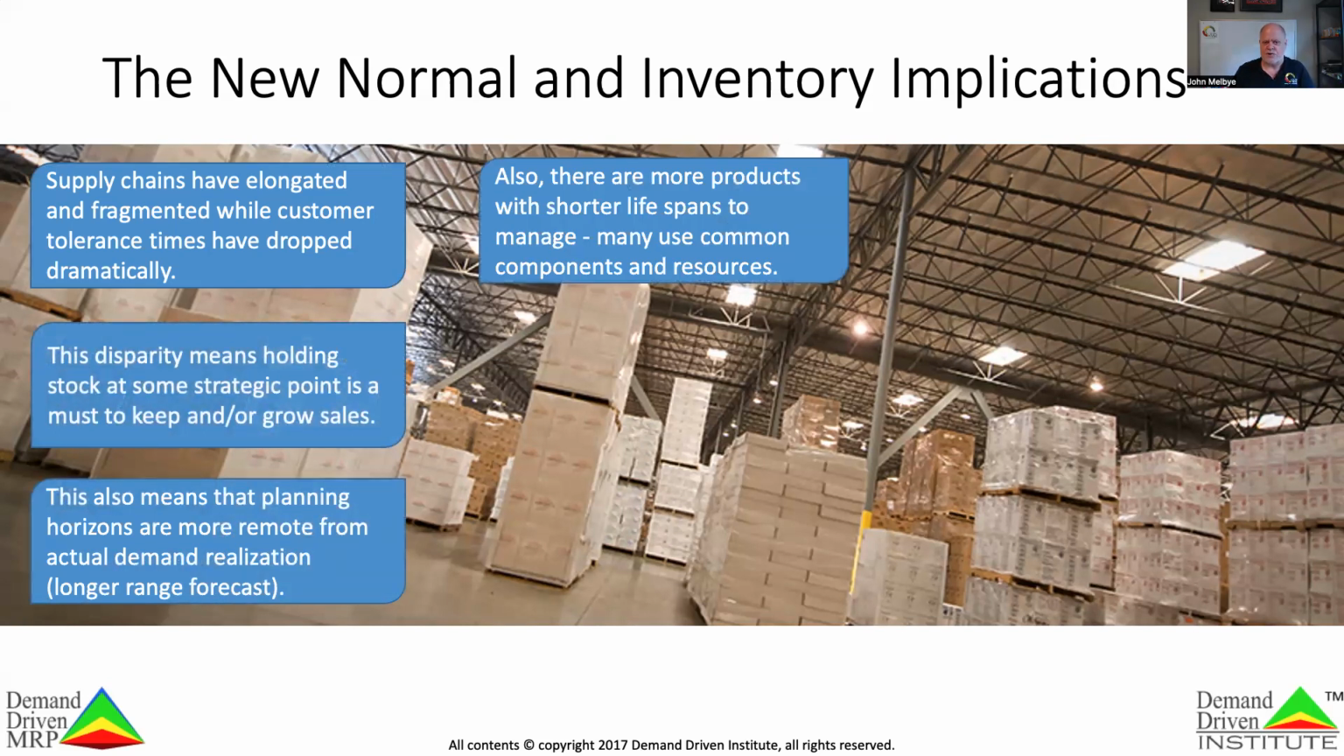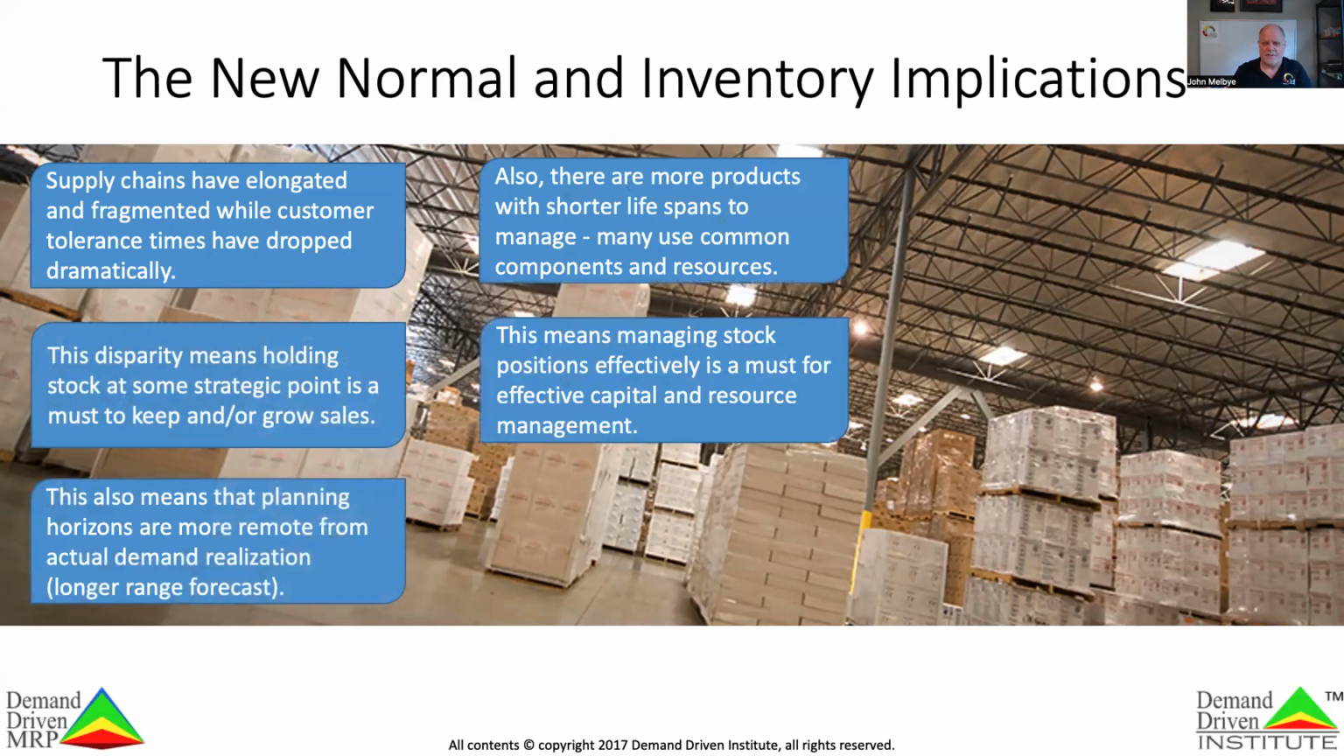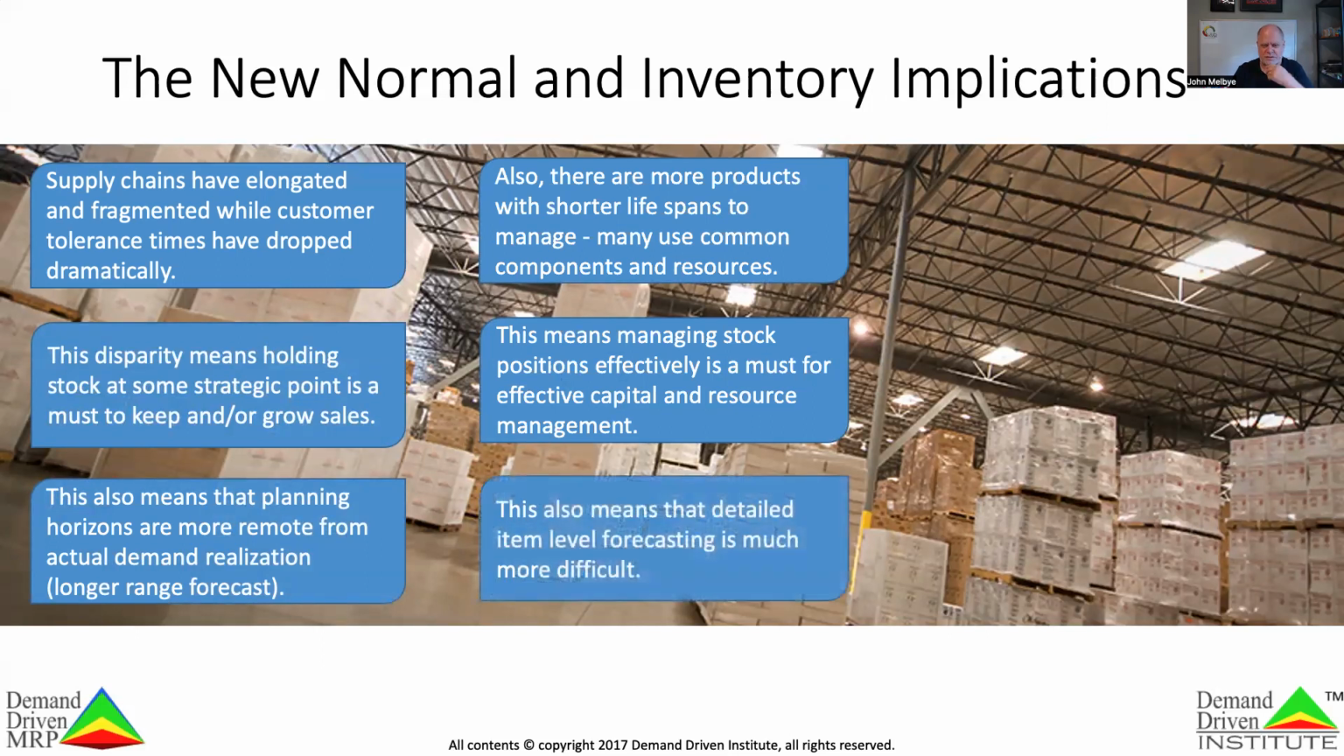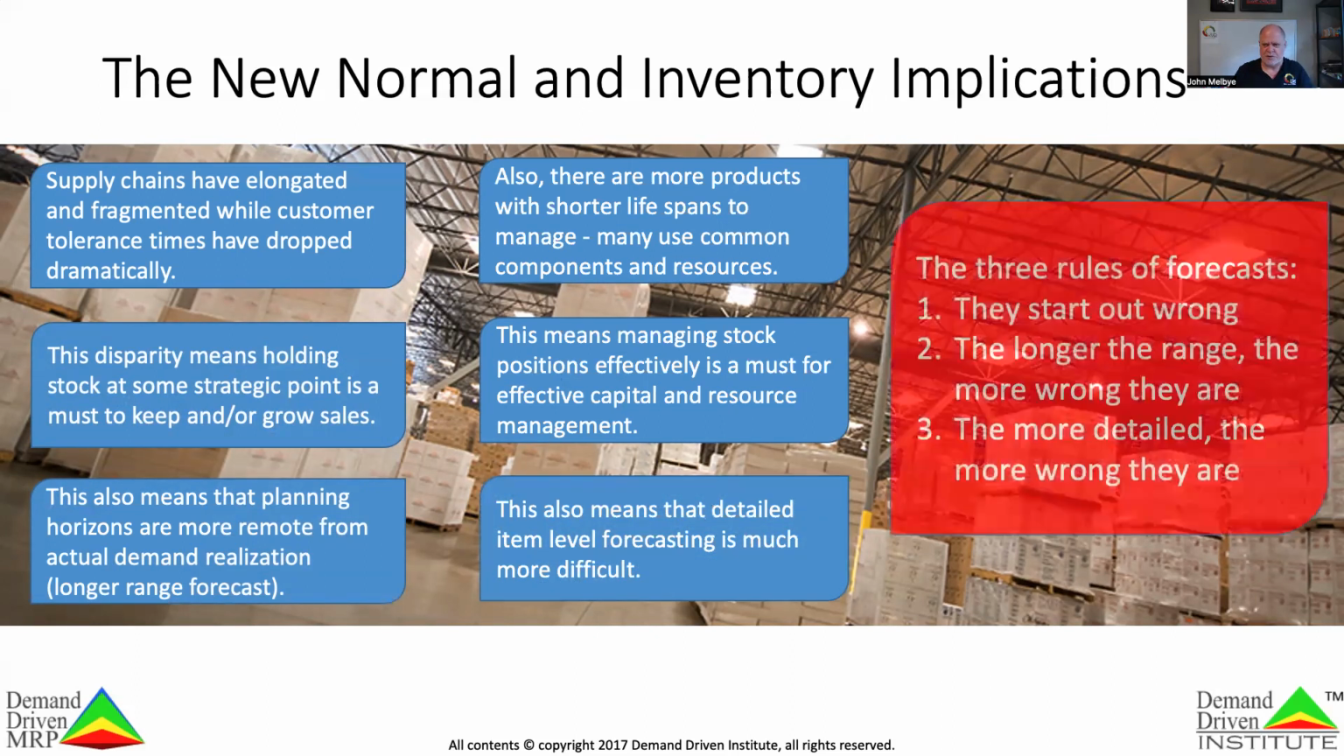There's more products with shorter lifespans, and often they're using common components and resources. It means that managing stock positions effectively is something that we have to do in order to effectively manage our capital and our resources. And it also means that the detailed item level forecasting is much more difficult. And we know our 3 rules of forecasting. Forecasts start out wrong. The longer the range, the more wrong they are. And the more detailed they need to be, the more wrong they will be.